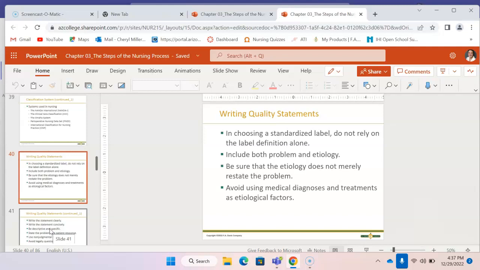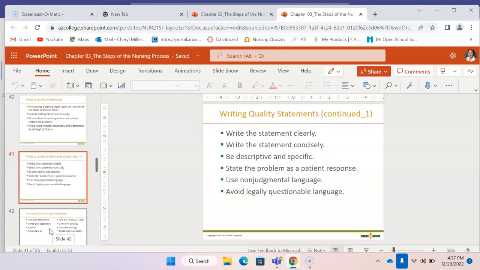So be sure that the etiology or the reason why is not just a restatement of the problem. Impaired gas exchange because they can't breathe. No, that's not the point. The point is there's a disease process there, okay? Avoid using medical diagnosis and treatment as etiological factors. Okay. Write it clearly, concisely, descriptive.